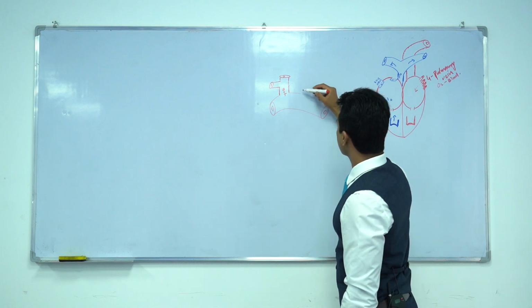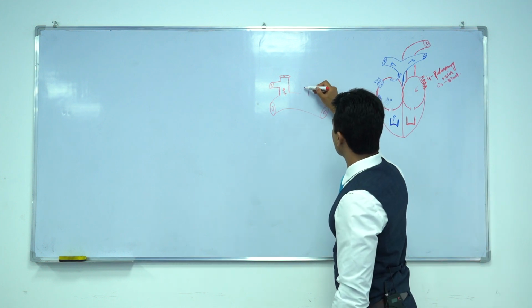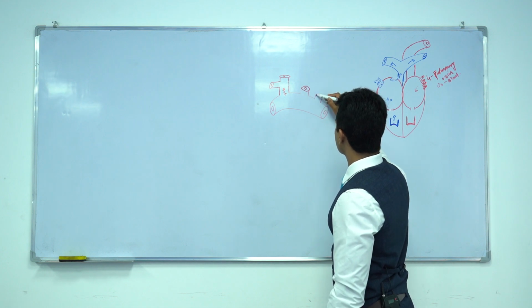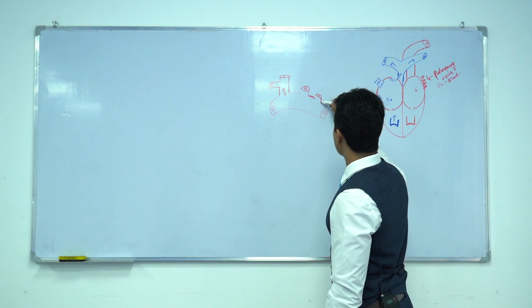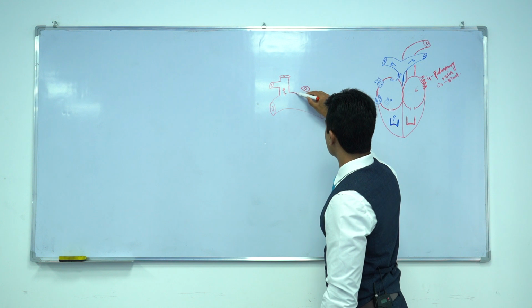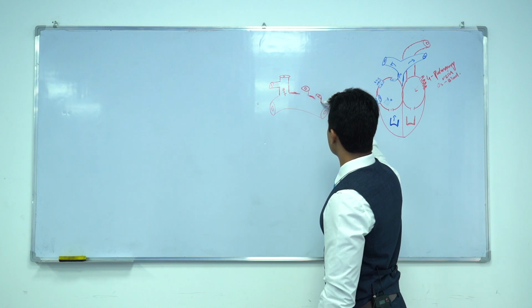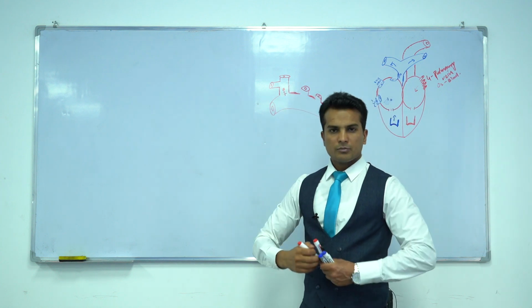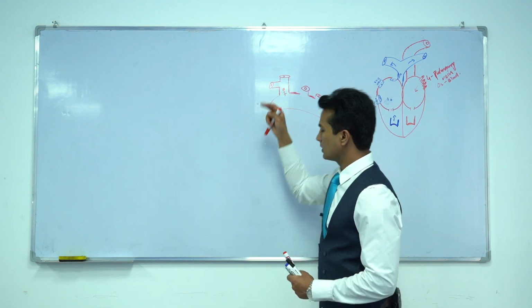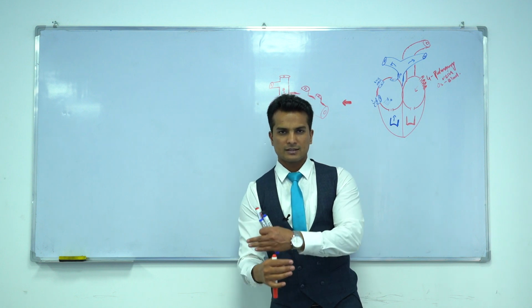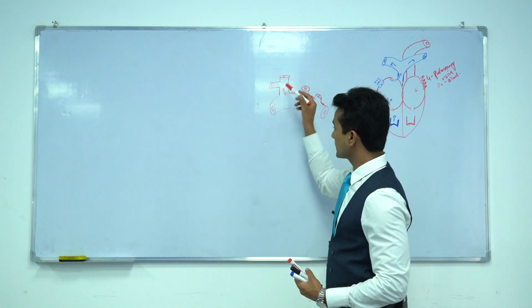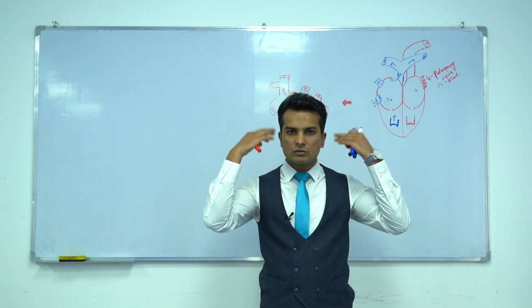Then the second branch which originates from the arch of the aorta is the left common carotid artery, and the third is the left subclavian artery. So these are the branches of the arch of the aorta. The arch of the aorta gives three major vessels. First is the brachiocephalic trunk. The brachiocephalic trunk divides into the right subclavian artery. Remember, subclavian arteries supply the upper limb. The common carotid artery enters the head and neck.